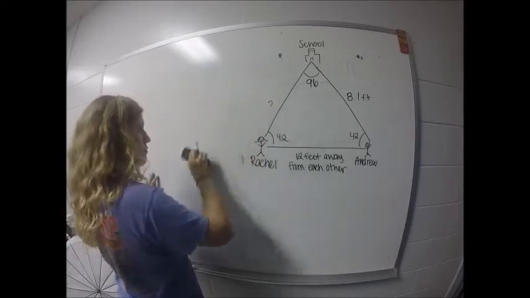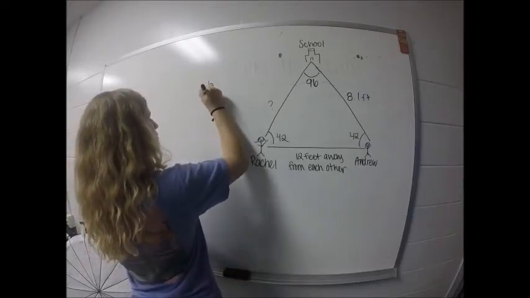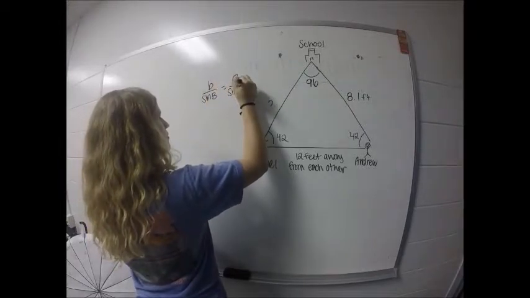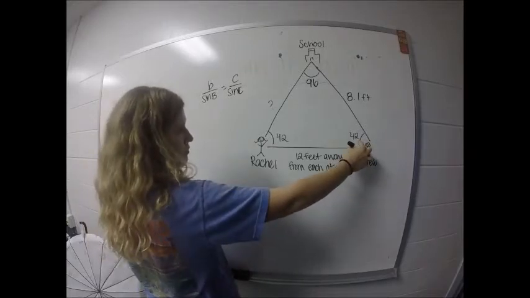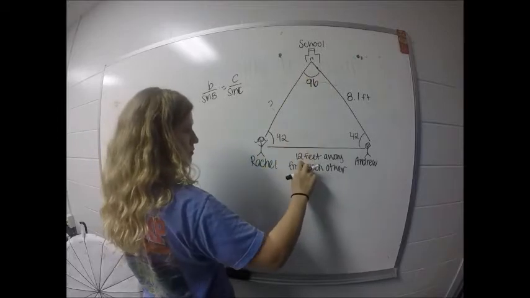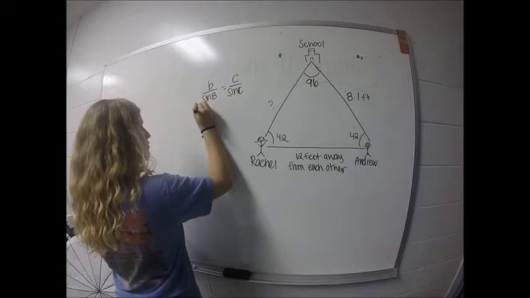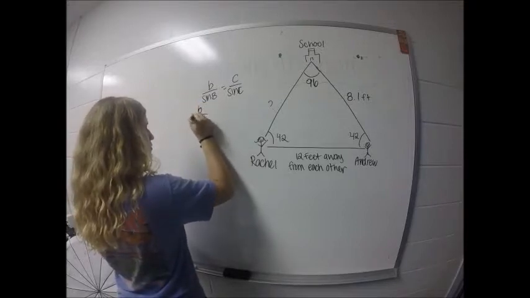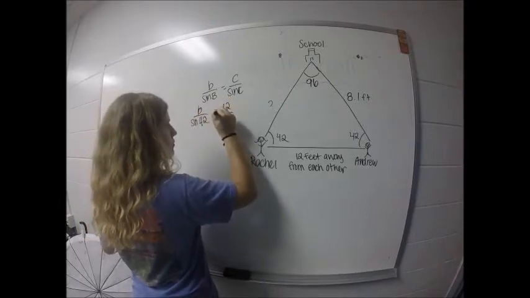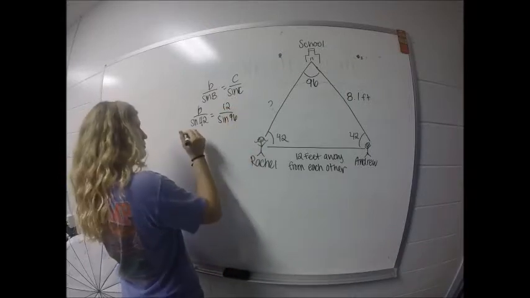Next, we have to find the other side of the triangle to see how far away Rachel is standing from the school. We'll be using the same ratio, but instead we'll use B over sine of B is equal to C over sine of C. B is unknown, but the angle for B is 42. And C is going to be 12, while the angle for C is going to be 96. So we'll substitute this in just like we did for the other equation. Since B is unknown, we will leave B alone, but sine of B is going to be sine of 42, while C is going to be equal to 12, and sine of C is going to be equal to sine of 96.